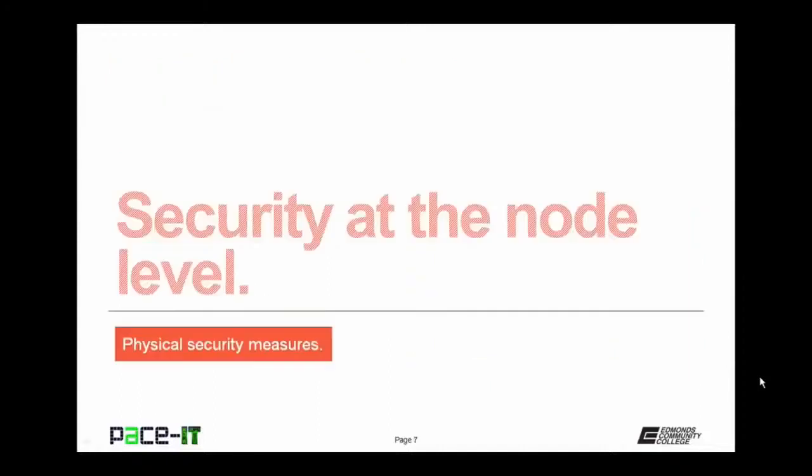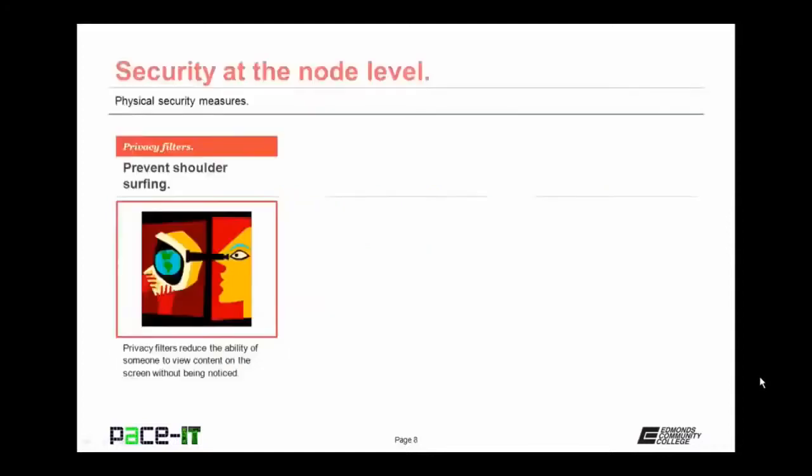Now let's talk about security at the node level, the PC level. One of the first things that you can implement at the node level for physical security is a privacy filter. Now, this prevents shoulder surfing. That is somebody looking over somebody else's shoulder to see what's on their screen and possibly get compromised that way. Privacy filters will restrict the viewing angle at which a screen can be seen, and it ensures that private things get kept private.